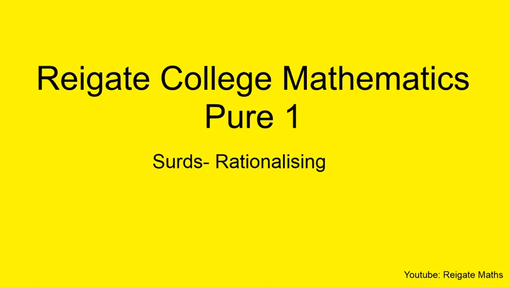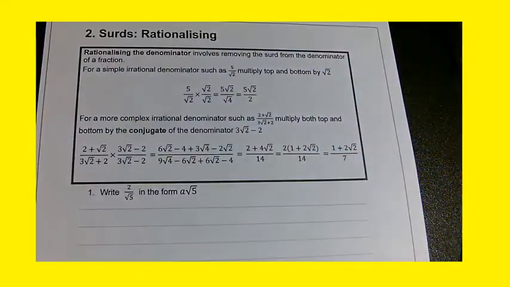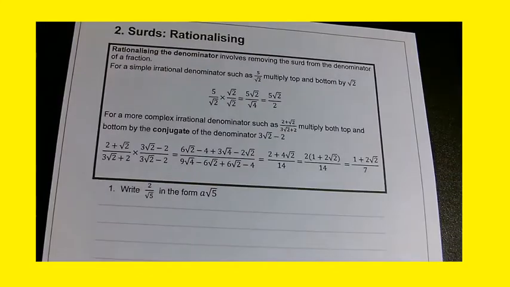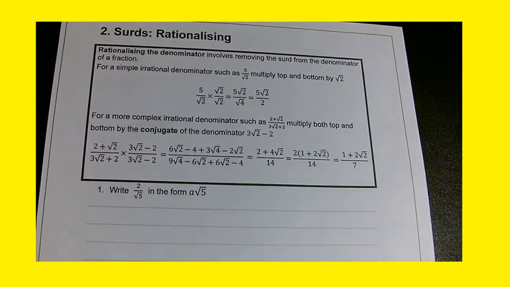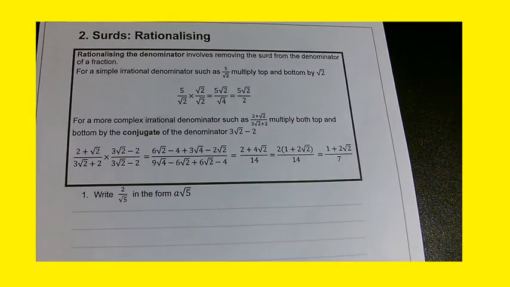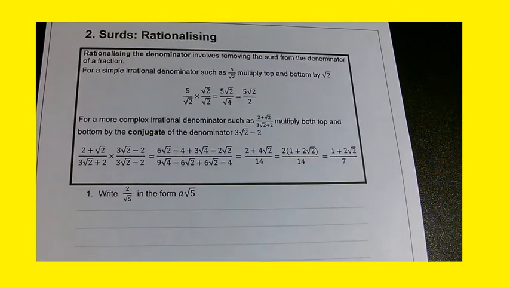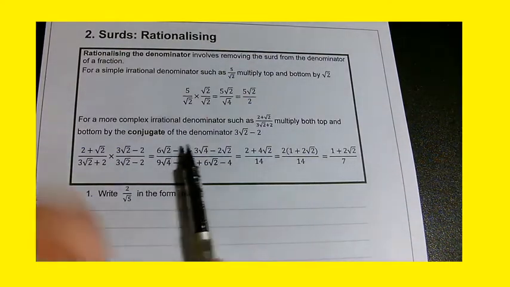Hello, and welcome to the second part of Surds, where we look at rationalizing the denominator, a very important skill. So what does it mean by rationalizing a denominator? This is the second page from the workbook. Rationalizing the denominator involves removing the surd from the denominator of a fraction. So we don't want a surd at the bottom of a fraction.